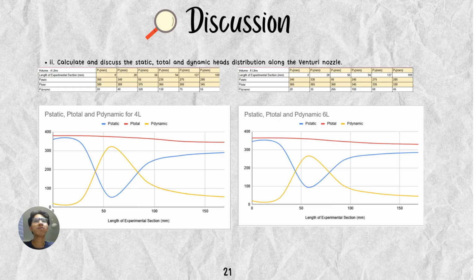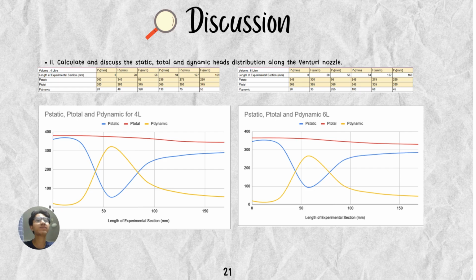Discussion 2. Calculate and discuss the static, total and dynamic heads distribution along the venturi nozzle. Below are the graph and table for static, total and dynamic head for 4 liter and 6 liter. As we can see, the static head for both 4 liter and 6 liter is the highest at P1 and the lowest at P3.